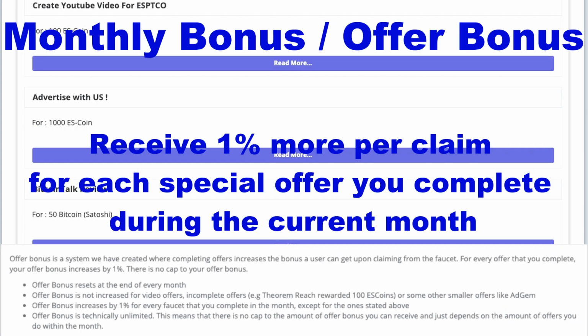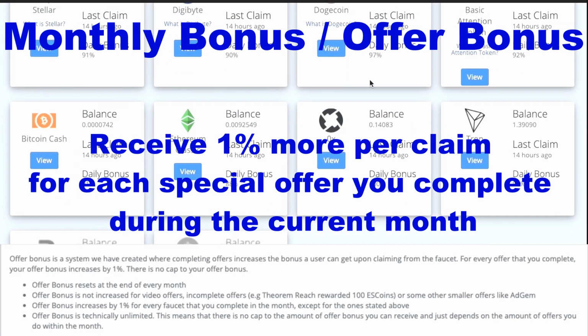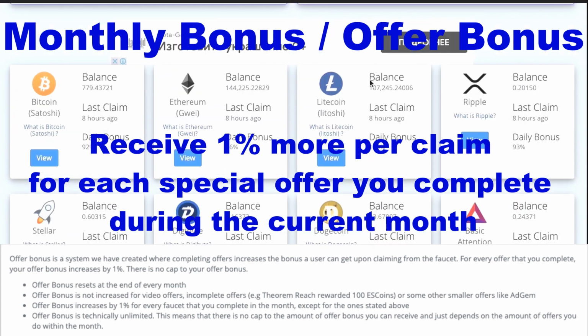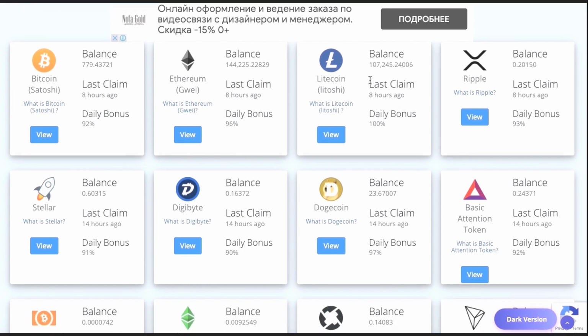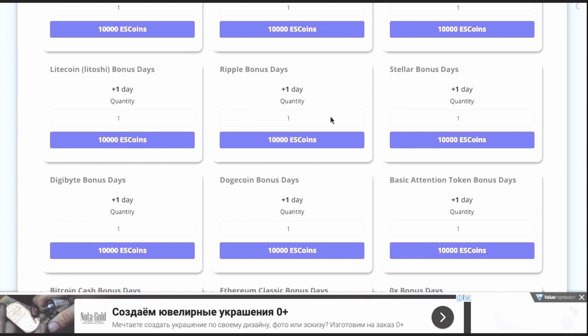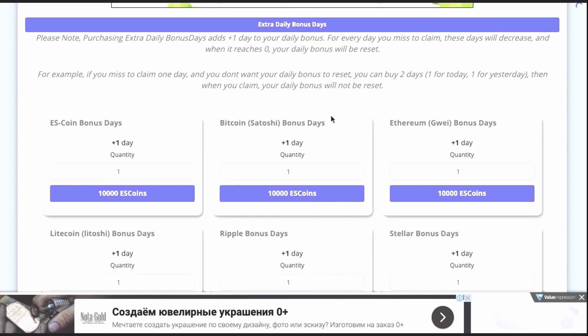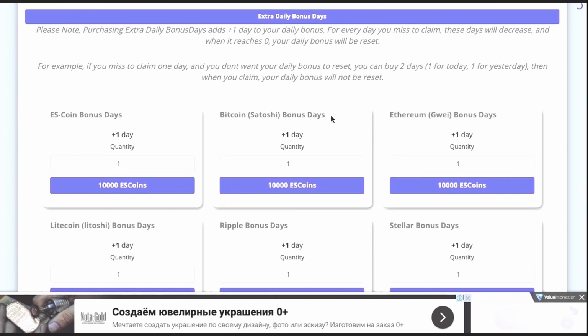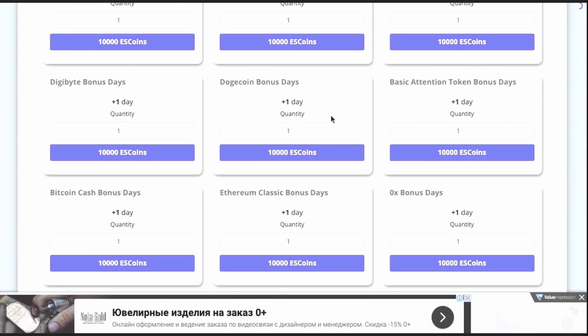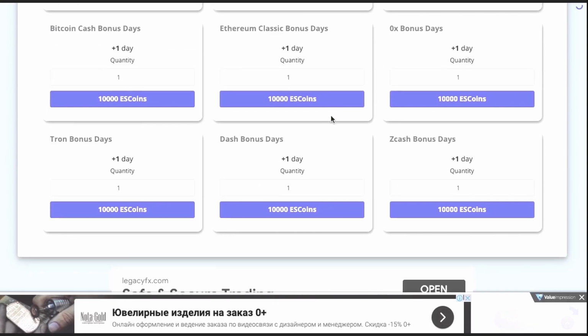Monthly bonus gives you a 1% bonus to all of your claims for each special offer you've completed during the current month. The daily bonus adds 1% for every consecutive day that you claim. I'm currently at about 90% daily bonus. I have missed days in the 3 months I've been using the site, but you're able to protect your streak by buying extra daily bonus days in the marketplace. These days will deduct from the bonus days instead of ending your streak.